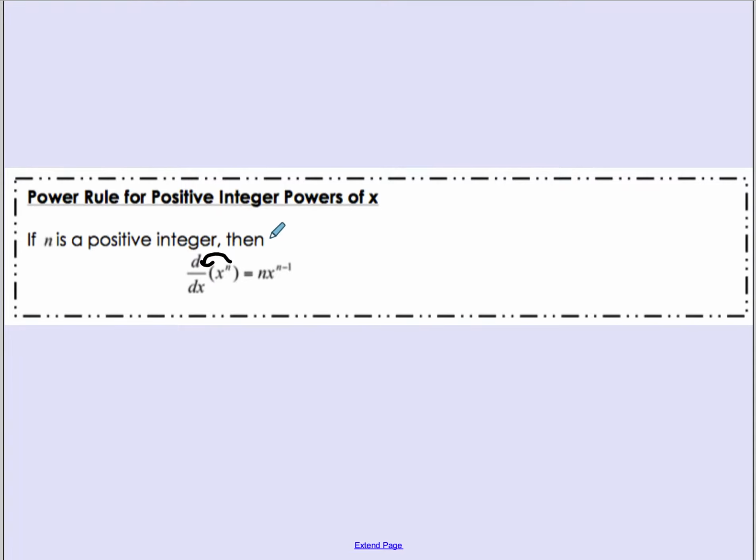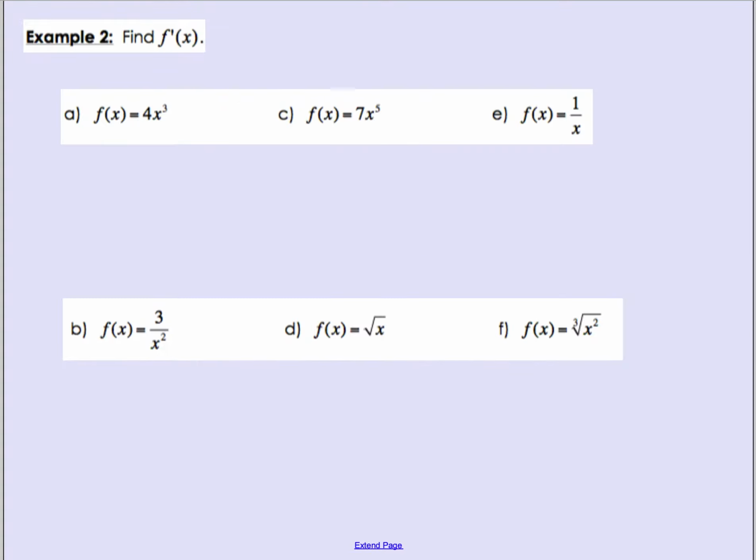Okay. So let's go ahead and practice this rule. It says find f prime of x. So what I'm doing is taking the derivative of the variable x. So I find where x is, and I see that this one has a 3. So I'm going to take that 3, bring it down in front.